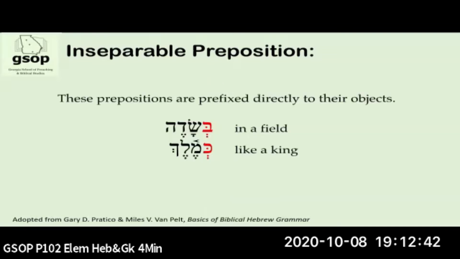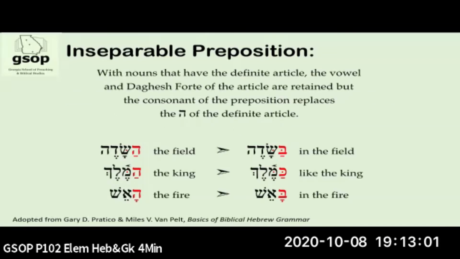And we see them here: basadeh, in a field, or kamelech, like a king, and they're prefixed directly to the noun they're modifying. There are some changes when the article is added. I don't want to get too much into it, but basically the hey disappears.